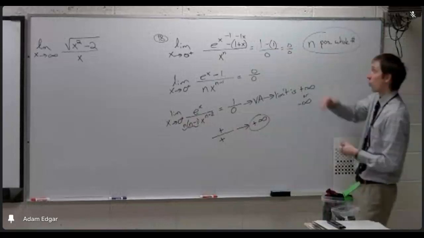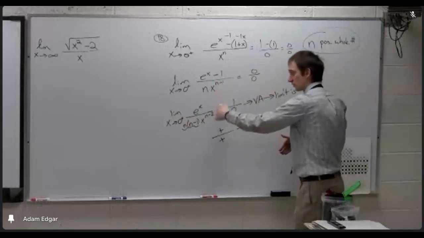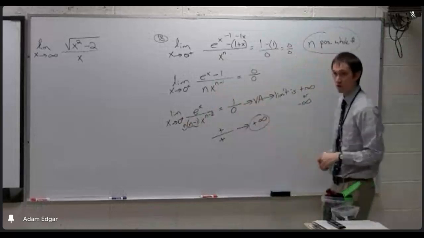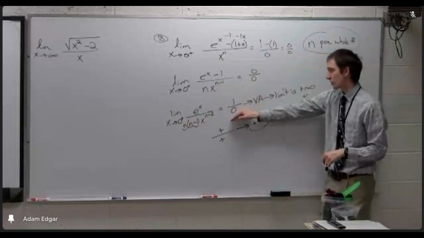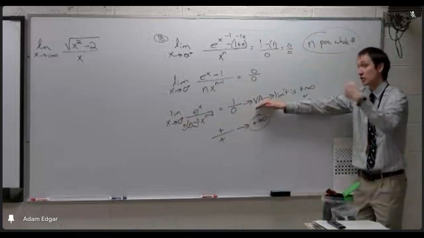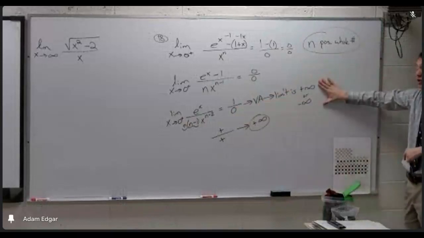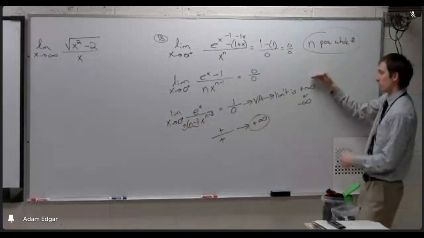You would L'Hopital it twice, try to take the limit directly. Oh, we got 1 over 0. Anytime it's not 0 over 0, that indicates a vertical asymptote, which in turn indicates an infinite limit. You just have to decide, is it a positive or a negative limit?